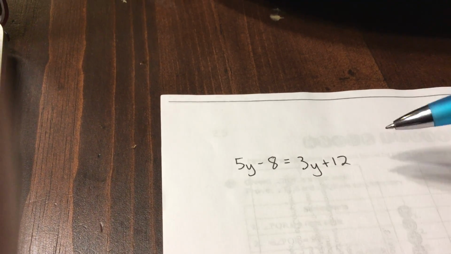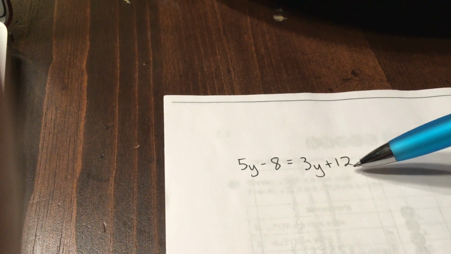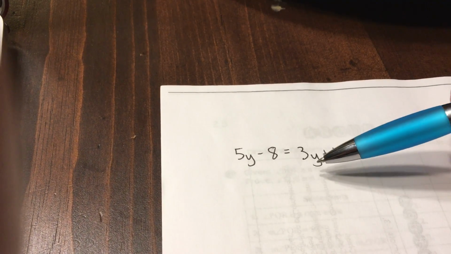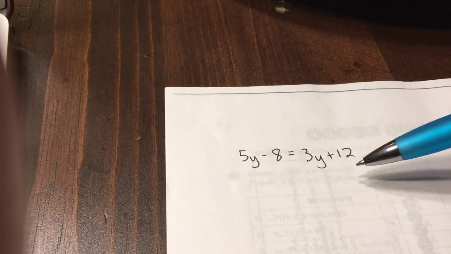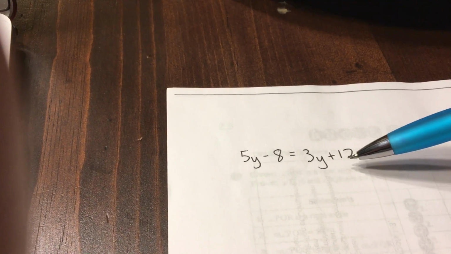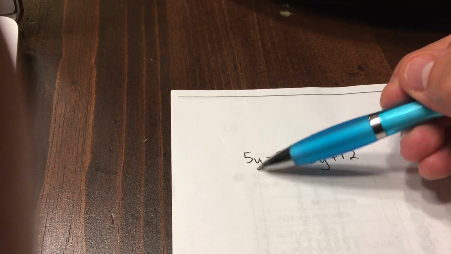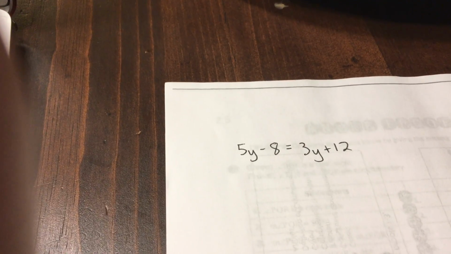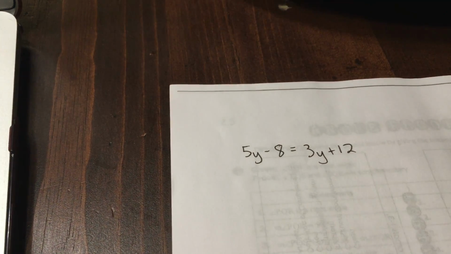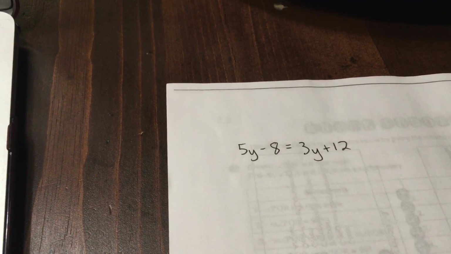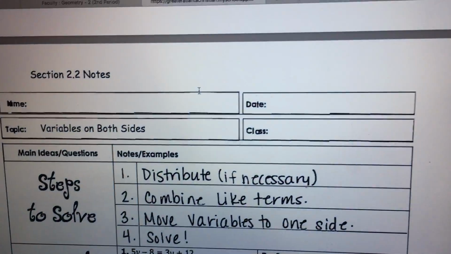Are there any like terms on the right side of the equation here? If you answered no, then you're right, because there's a y term, which is a variable term, and a constant term of 12. On the left side, we have a constant term of negative 8 and a variable term of 5y. So there are no like terms that we can combine here. Now we have to decide which side we want to move the variables to. This is step 3, recall: move variables to one side.